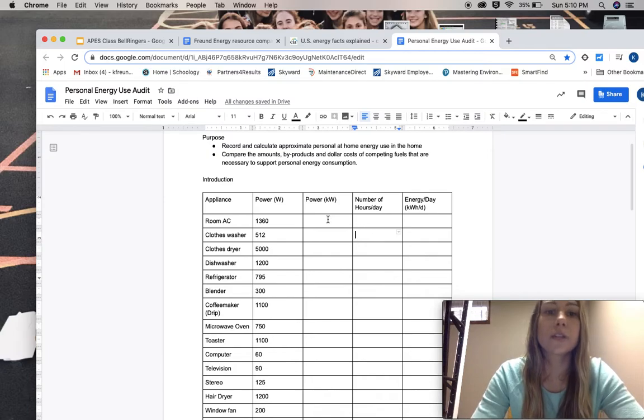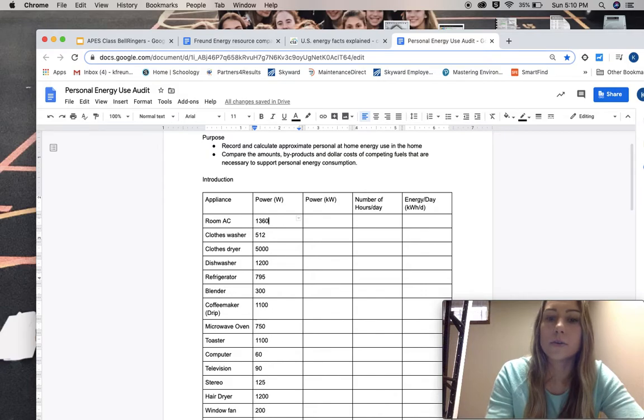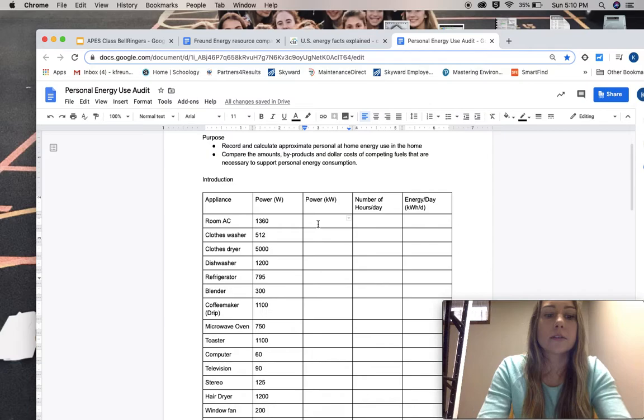So let's just take a look at this first one here. We have room AC. The first thing we're going to do is take the power and convert it from watts, that's what the W stands for, into kilowatts. To do that, all we need to do is divide by 1,000, or you can move the decimal over 3 spots to the left. So 1, 2, 3. And our power in kilowatts is 1.360.